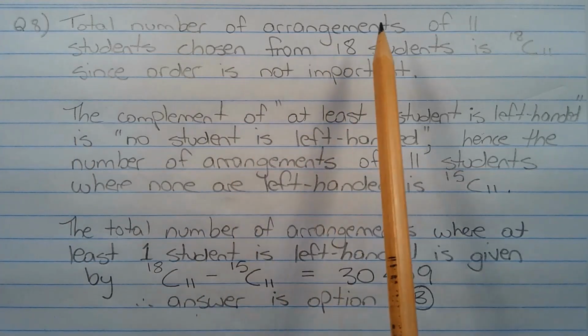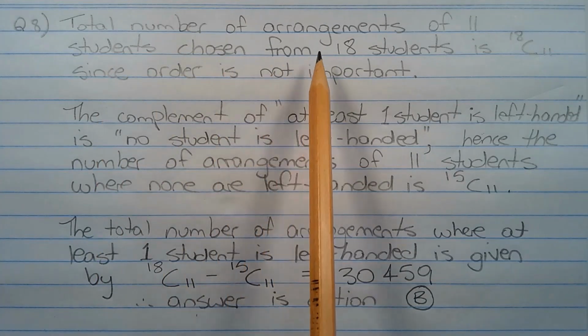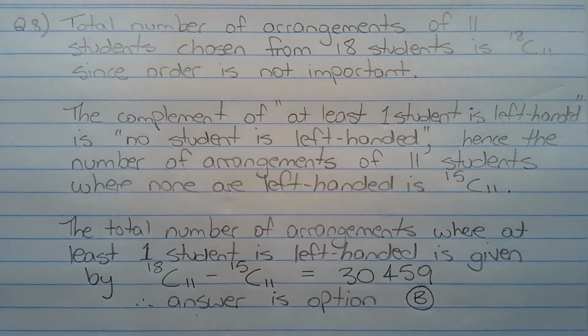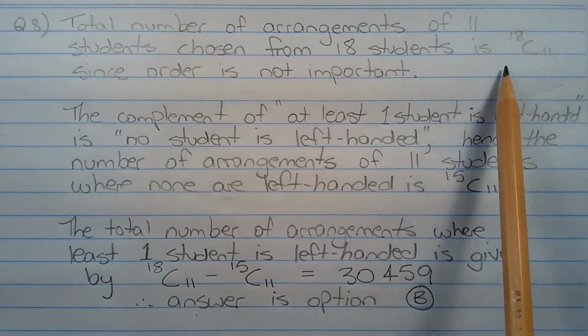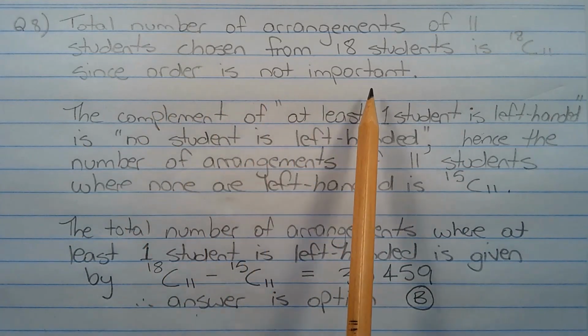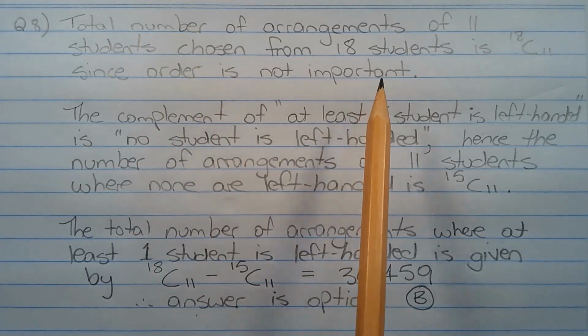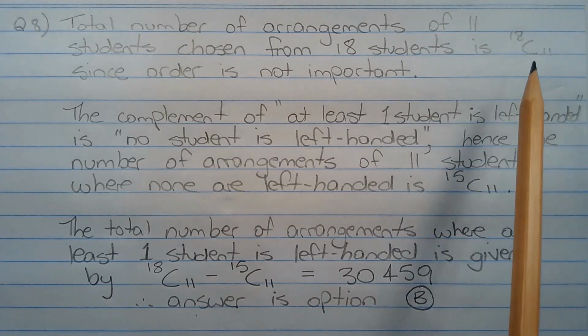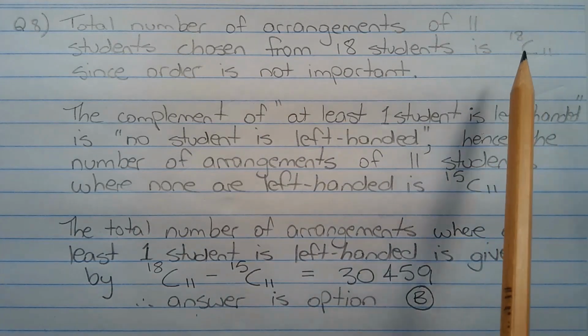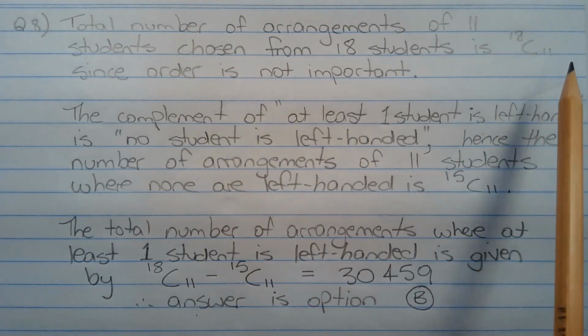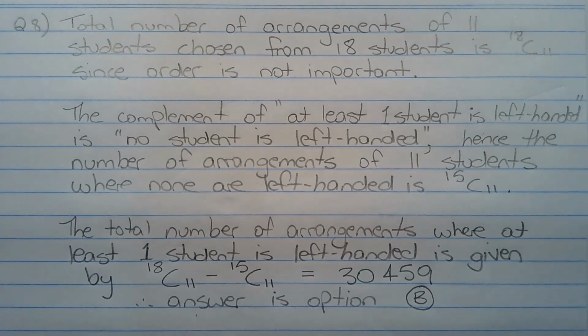The total number of arrangements of 11 students chosen from 18 students, irrespective of whether they're left-handed or not, is 18 choose 11, since order is not important. If the order of the arrangement is important, it would be a permutation rather than a combination. Now take note that the 18 choose 11 includes arrangements which have no students that are left-handed.